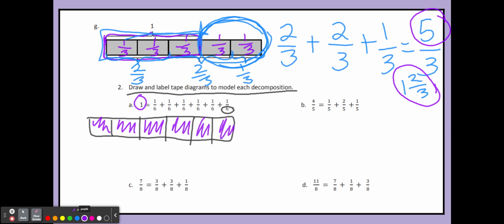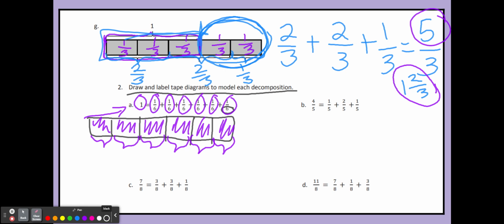And then I'm going to add the brackets. So now it's just one at a time. Each one gets a little bracket. And this is equal to 1.